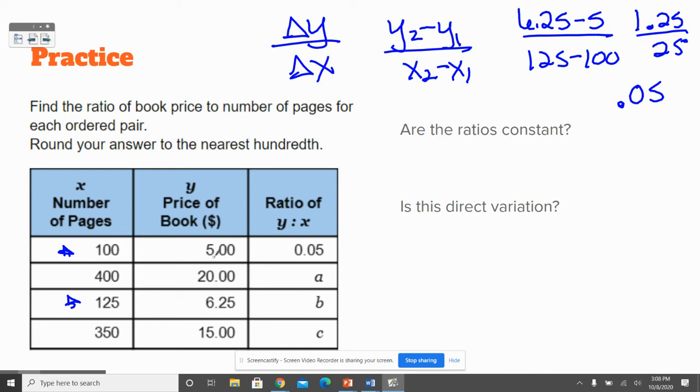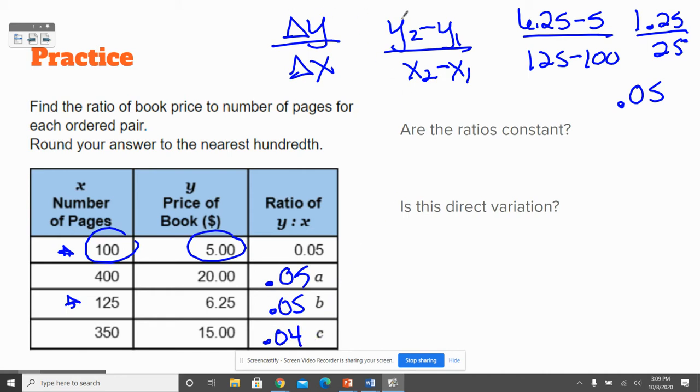Now, what they were doing here is they were finding the ratio of just putting the y over the x, so the 5 over the 100. And on this one, we can do the same thing, the 20 divided by 400, because we were supposed to figure out if it was a line or not. If I take the 625 divided by 125, that's also 0.05. And if you take 15 divided by 350, look what that is. 15 divided by 350 is 0.04.